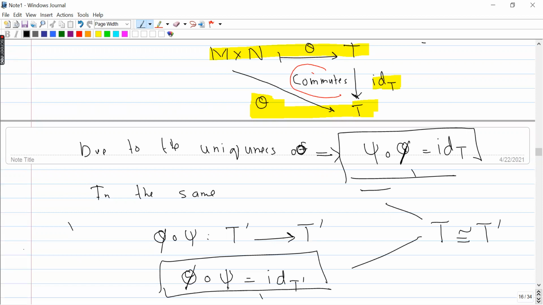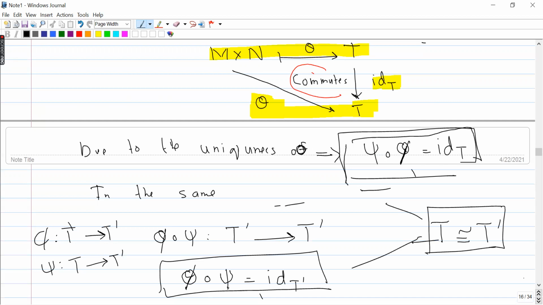because phi is a map from T to T bar, which is an R linear map. Psi is from T bar to T, and it is also an R linear map, and their composition is equal to identity. That is, both maps are bijective, which implies that these two modules are isomorphic.